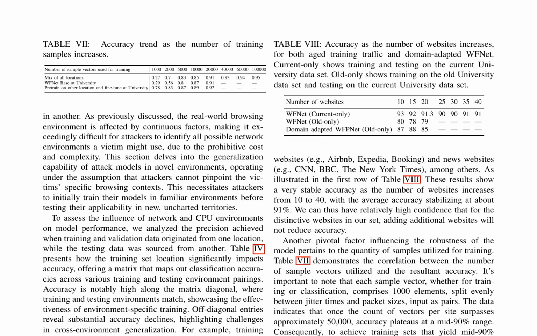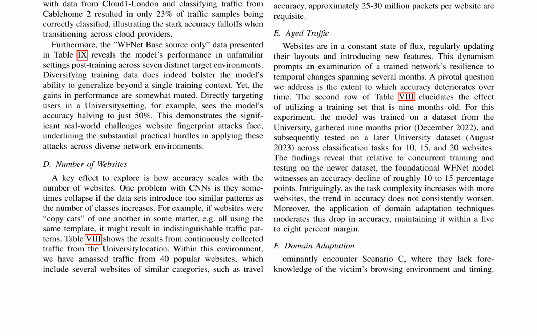The applicability of this attack strategy was evaluated across various network environments. The results demonstrate that, given a substantial training dataset, the model consistently achieves an accuracy rate above 90% across all datasets, emphasizing the potential for accurate attacks when attackers possess detailed knowledge of the victim's network settings. The analysis also reveals that the distinct contributions of different environments and the implications of collecting training data in one environment and applying it in another are not well understood. The results highlight the challenges in cross-environment generalization, with accuracy falloffs when transitioning across cloud providers.